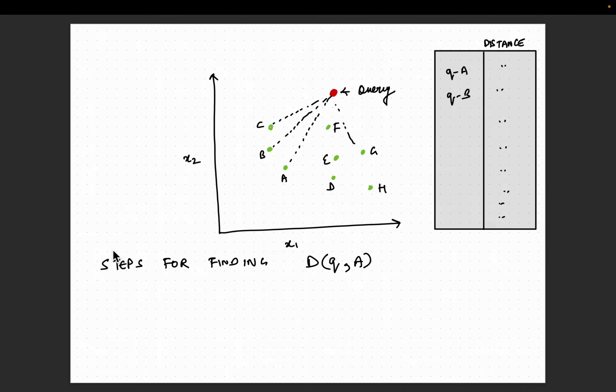The reason I'm asking you all of these steps is so that we can come up with the time complexity analysis. So eventually I want you to be able to tell me what is the amount of time it requires for the training phase as well as the testing phase for k nearest neighbors. This is one very simple step in that entire procedure. Okay, what are the steps required for finding the distance between query Q and any vector A?